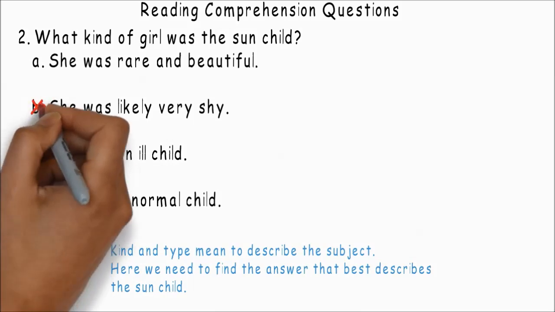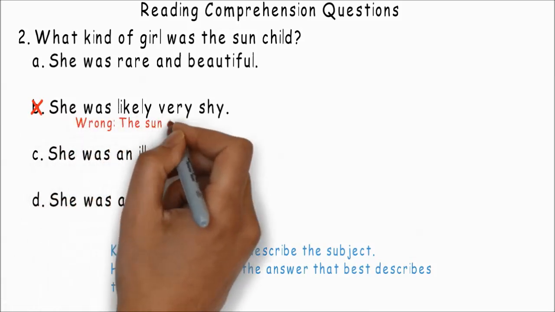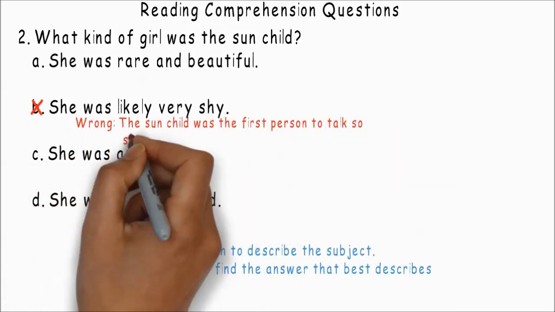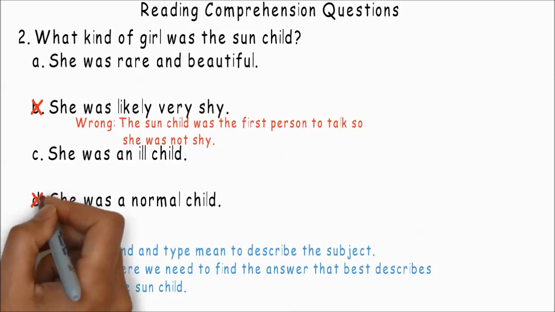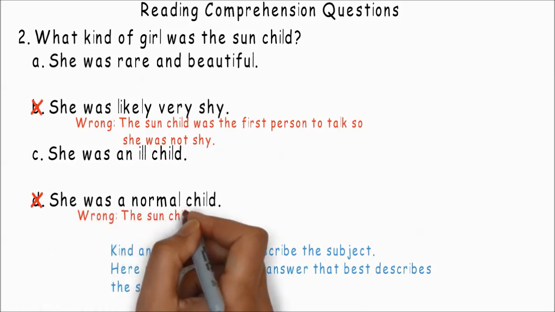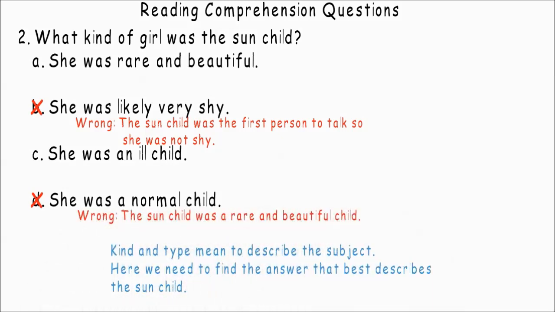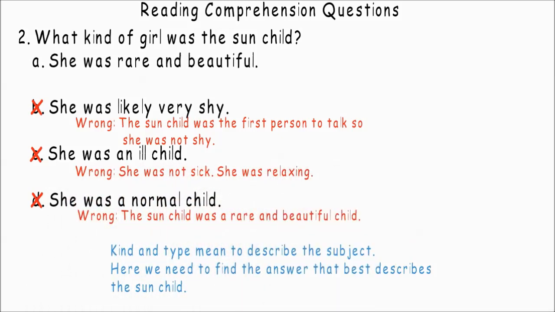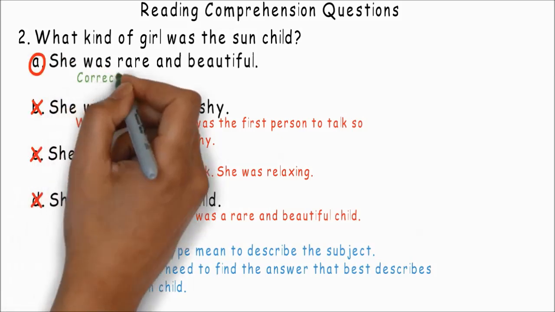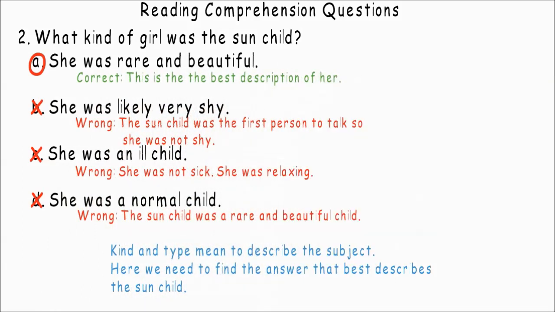What do we see? No, it's not B. She was likely very shy. Wrong. The sun child was the first person to talk, so she was not shy. It's not D. She was a normal child. Wrong. The sun child was a rare and beautiful child. Oh, that's a hint right there. And it's not C. She was an ill child. She was not sick. She was relaxing when the wild dog found her, the jackal. So A. She was a rare and beautiful child. This is correct. This is the best description of her, actually.